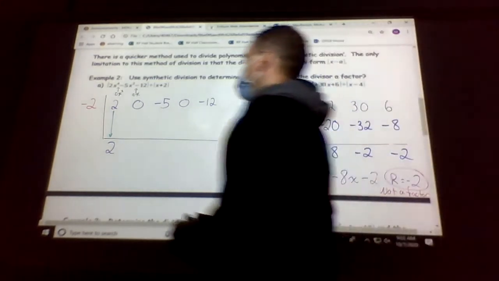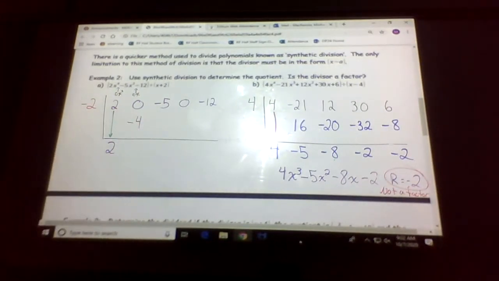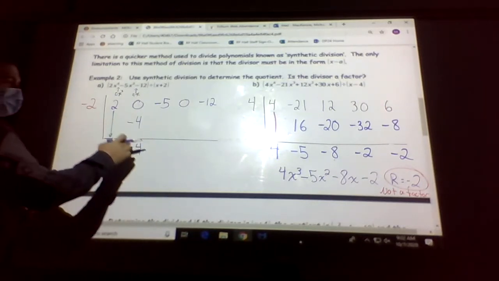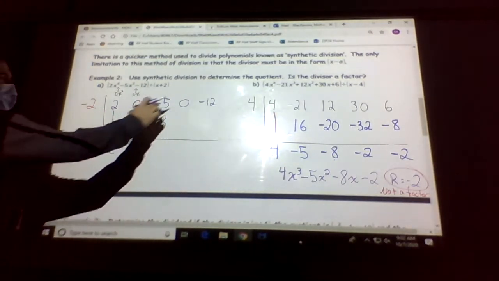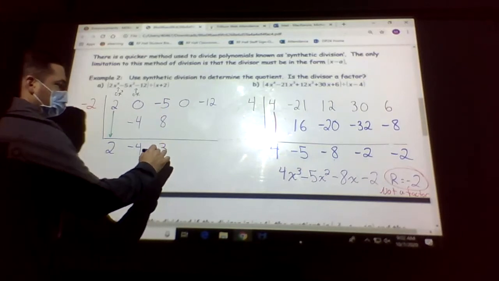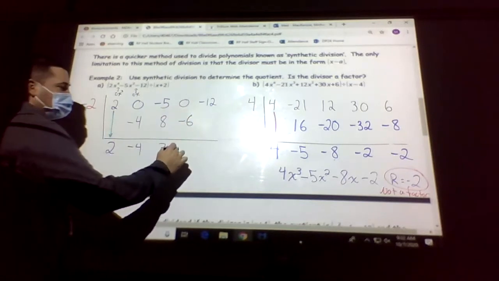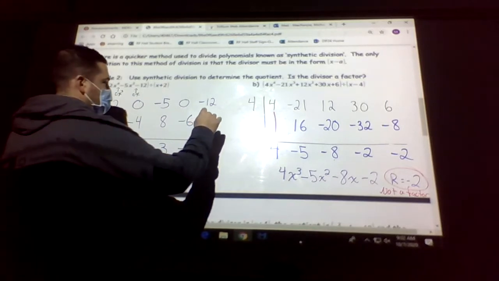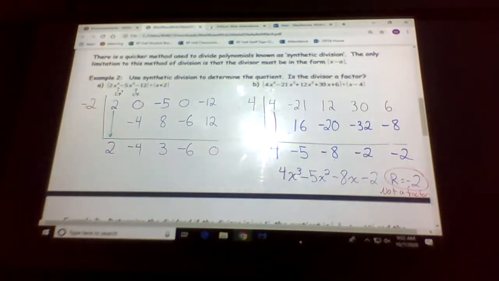Okay, so negative 2 times 2 is negative 4. Add them together. 0 minus 4 is minus 4. Negative 2 times negative 4 is positive 8. Negative 5 plus 8 is 3. Negative 2 times 3 is negative 6. 0 minus 6 is minus 6. Negative 2 times negative 6 is positive 12. Negative 12 plus 12 is 0. So this remainder is 0.